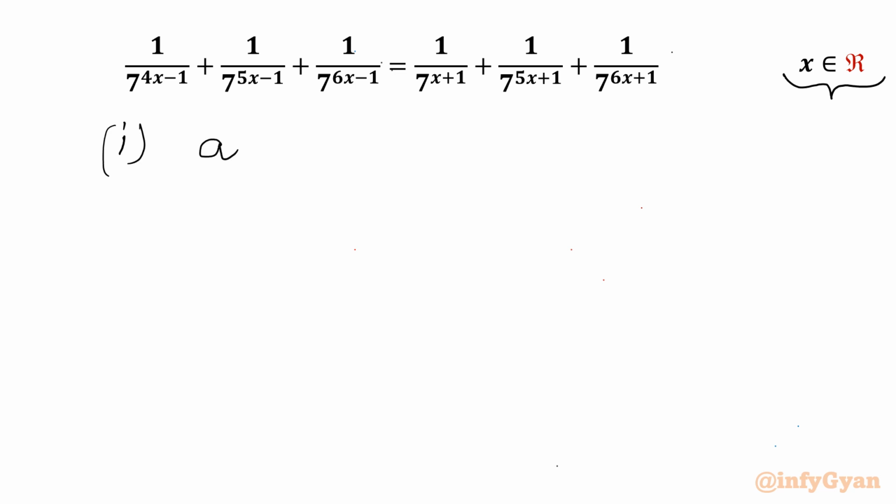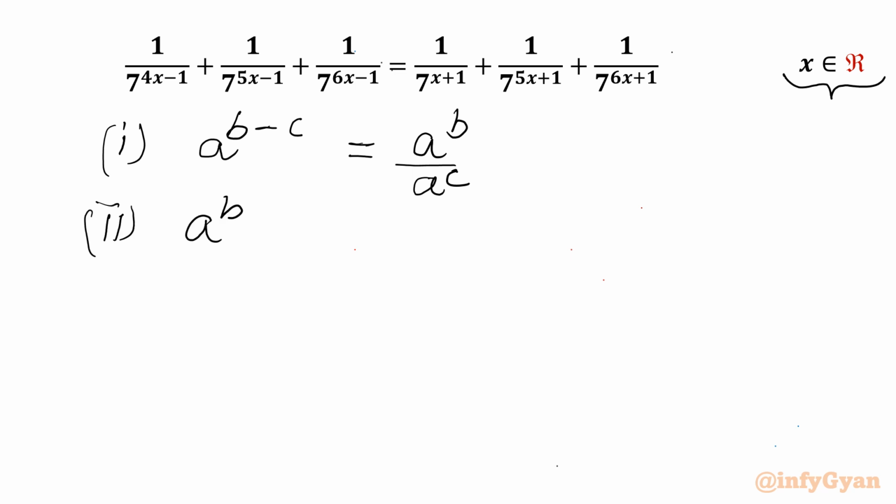Law number 1: a^(b-c) we can write as a^b divided by a^c. And the second property or law: a^(b+c) we can write as a^b times a^c. Let's apply these to our equation.